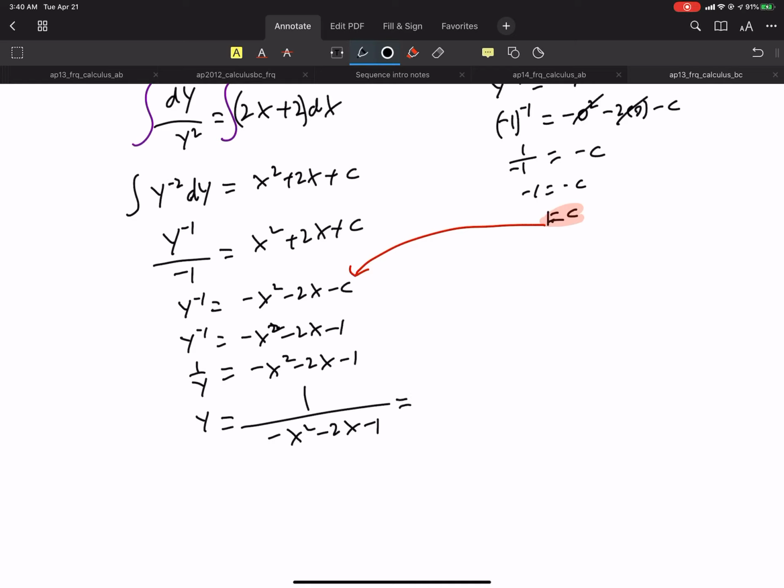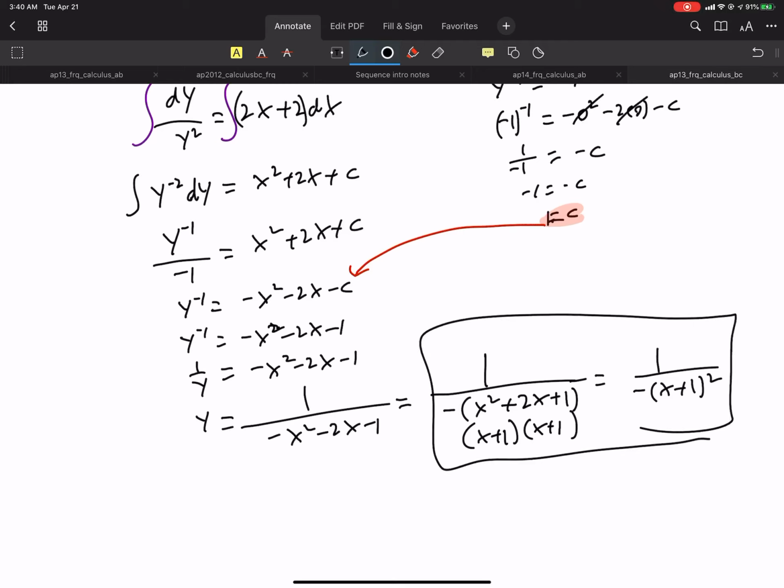But if you want to know how the scoring guideline got their answer, they factored out a -1. Then they realized this is just a perfect square. So then they get this. Now, I'm not 100% sure, but I believe this is not necessary. This is sufficient. So that's it. We're done with number 5.